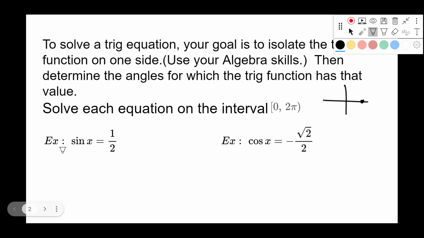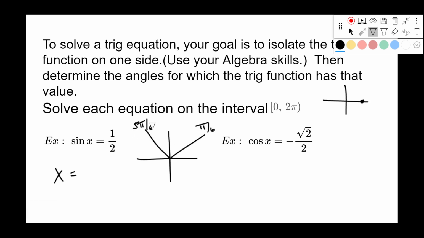Okay, so let's talk about example number 1. We got sine x is equal to a half. We'll start easy, and then we'll make it more complicated. Our trig function is already isolated. Sine is by itself, sine x. I want to know where sine x is equal to a half. Sine is the y-coordinate. The y-coordinate is positive in quadrants 1 and 2. So we're ready to write down our x values. In quadrant 1, the y-coordinate is a half at pi over 6. And in quadrant 2, it's 5 pi over 6. Those are my two answers. This is all done.